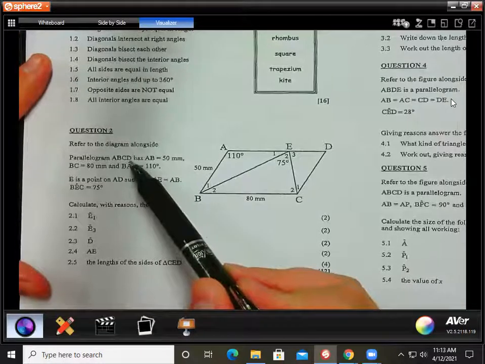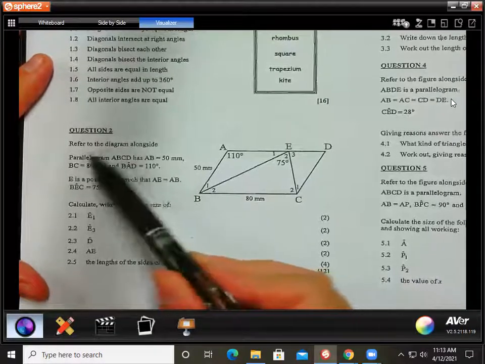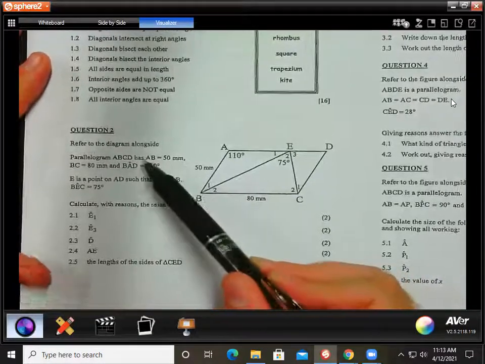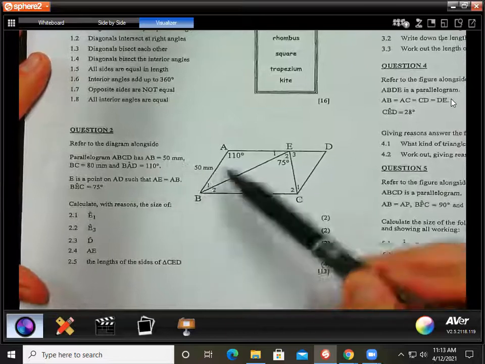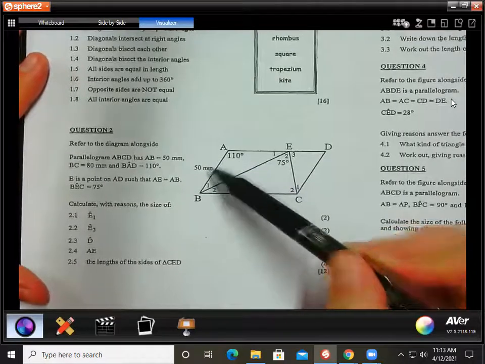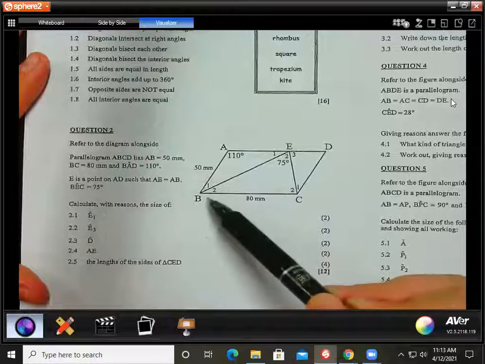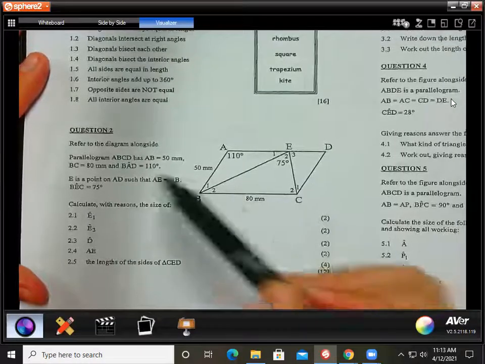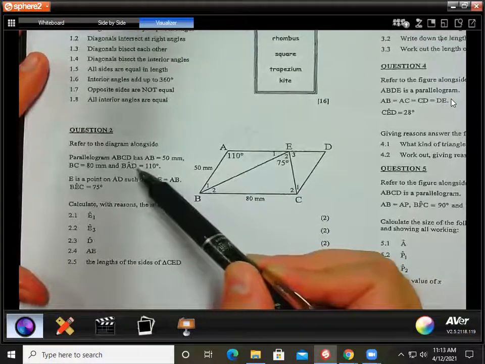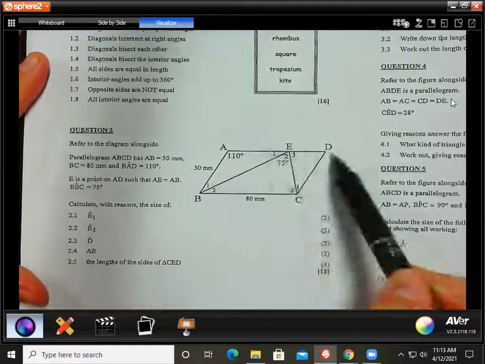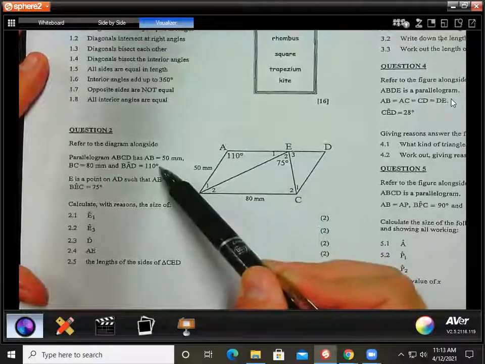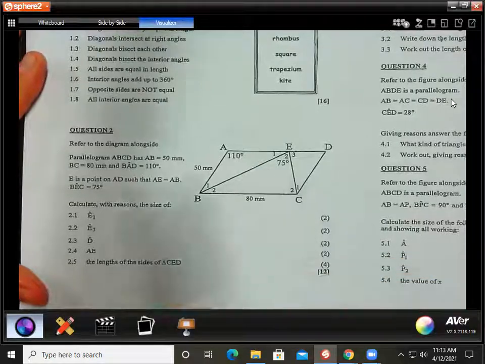Parallelogram ABCD. So there they're telling you that it's a parallelogram. Has AB equal to 50 millimeters. Did they fill that in? Yes. BC equal to 80. We can see that that's also filled in. And angle BAD, so that angle there is 110 degrees. They filled that in as well.